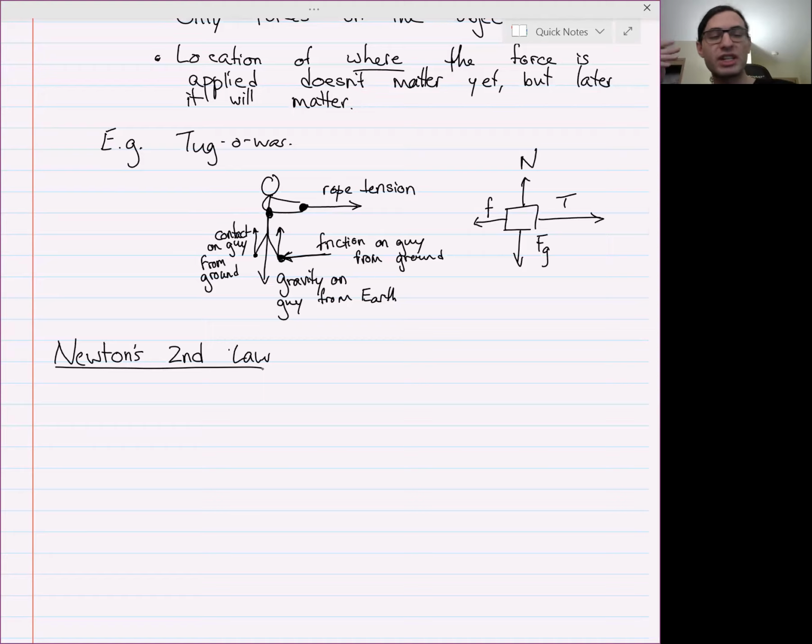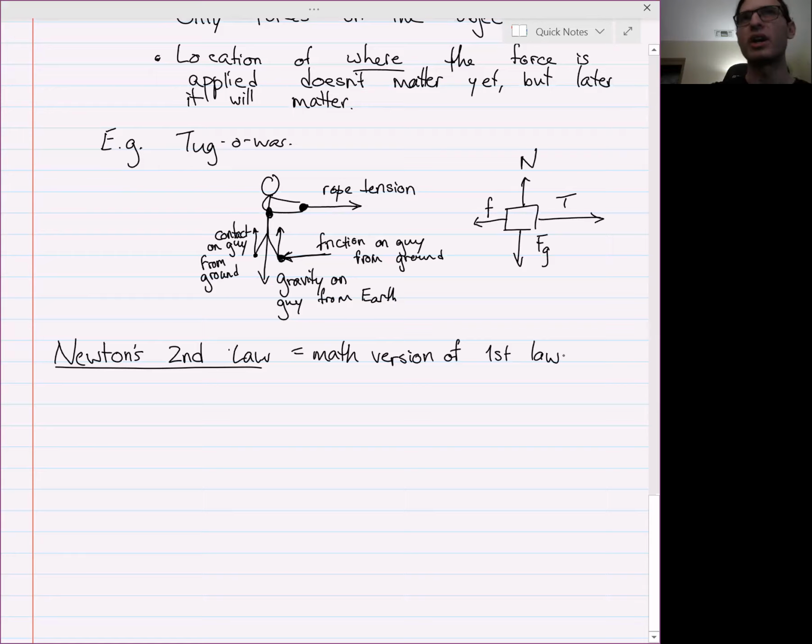And so we can now analyze the forces on objects mathematically. So we need to be able to quantify their effects mathematically. And that's what the second law is. So it is the math version of the first law. You can kind of think of it like Newton had this good idea in his head, which was the first law, and then he's like, oh, well, let me just write down a math formula for it, and that was the second law.